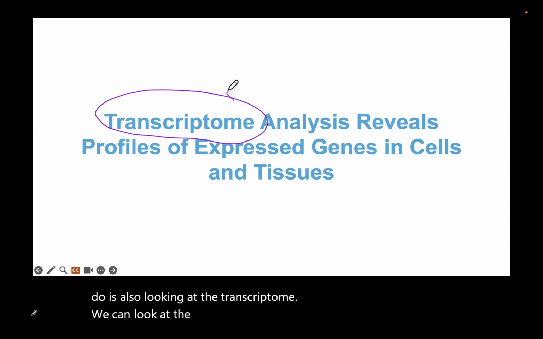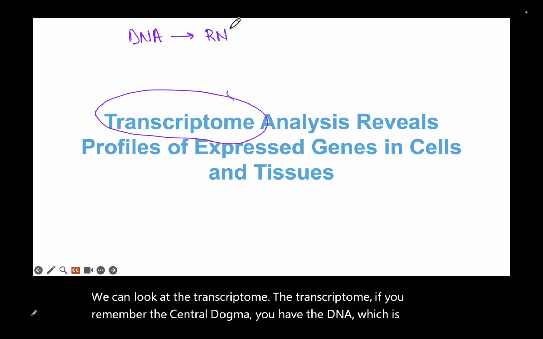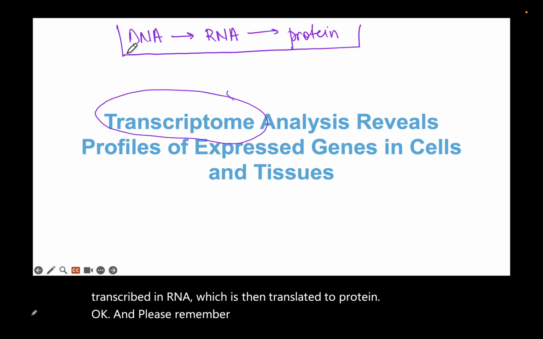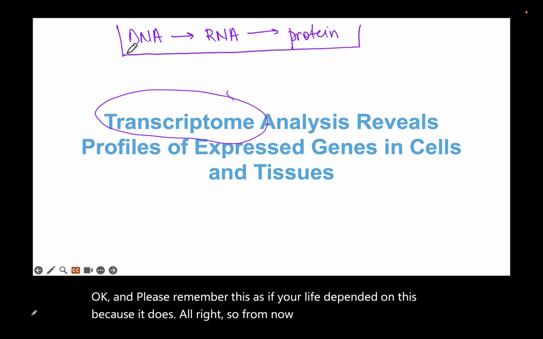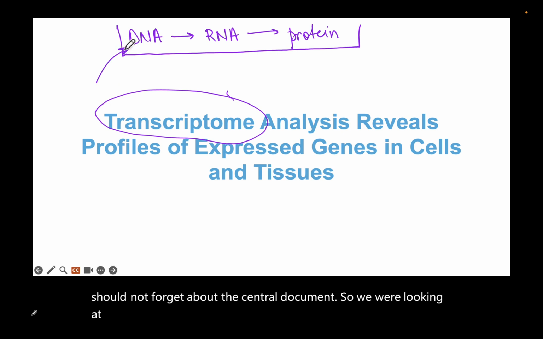The transcriptome, if you remember the central dogma, you have the DNA, which is transcribed into RNA, which is then translated to protein. Okay? And please remember this as if your life depended on it, because it does. So from now on, as a biologist, you should not forget about the central dogma. We were looking at genomics, at the DNA. The transcriptome actually looks at the RNA.